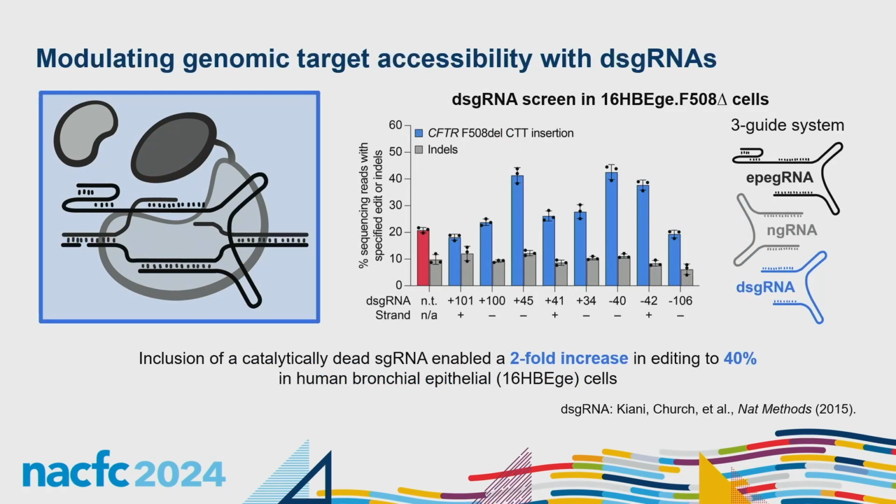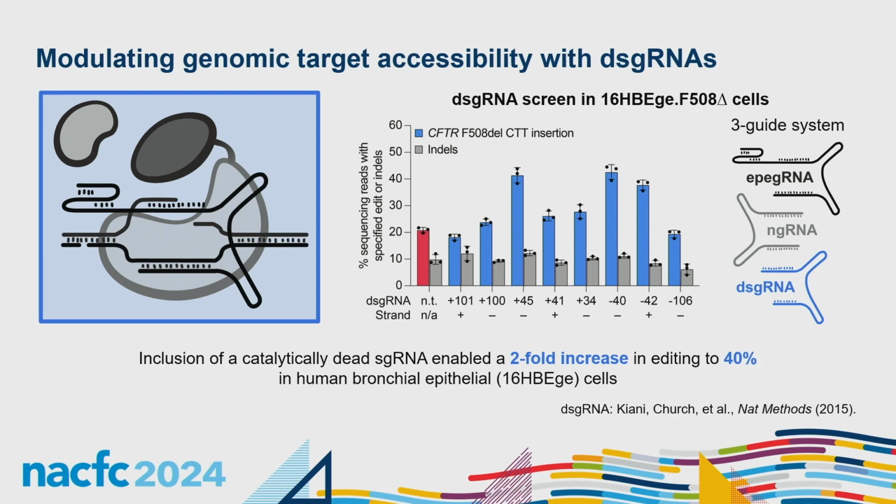Now, as Lucia mentioned in her talk, we have had this lingering suspicion about the CFTR site that local chromatin context or proteins engaged with the gene could be reducing our ability to engage the prime editor at locations of interest, and that this reduces editing efficiency as well. So what we investigated was a strategy to disrupt local chromatin context, and we did that with the incorporation of a catalytically dead guide RNA. We call it a dsgRNA.